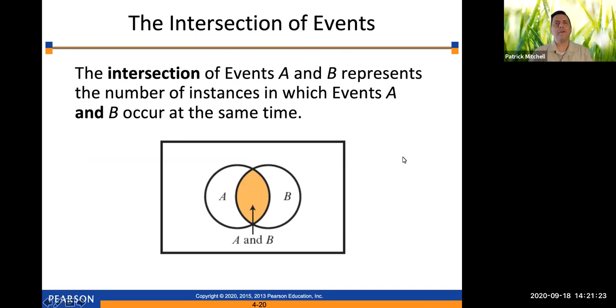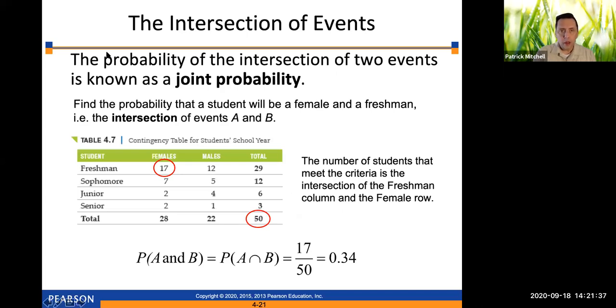All right, let's talk about the intersection. The intersection of events A and B represents the number of instances in which events A and B occur at the same time. The probability of the intersection of two events is known as a joint probability.